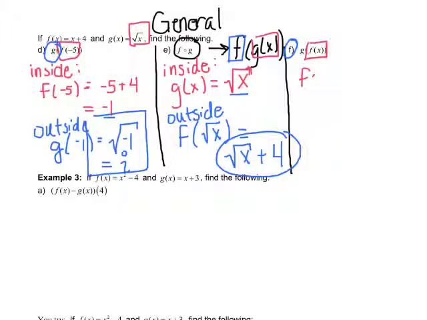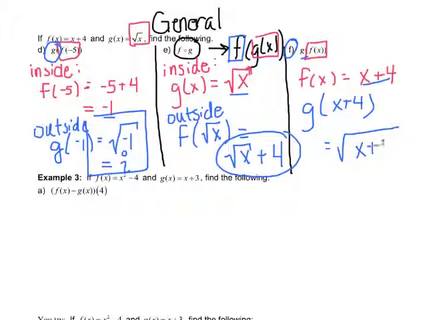So F of X, this time, we know is X plus 4. So now I'm going to do G of, and I'm going to use X plus 4 here. So now I go to my G function. Instead of X, I have X plus 4. So X is under the radical. So underneath the radical, I'm going to put X plus 4. So that whole thing is what the composition of G of F of X is.